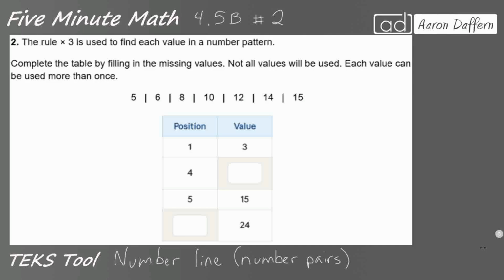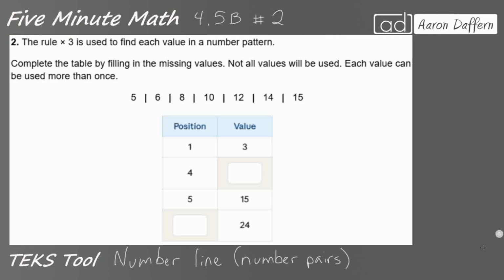Today we are looking at the TEKS tool number line. We are working with number pairs with a problem related to TEKS 4.5b, and we will solve it in 5 minutes or less. If you haven't done so already, please go ahead and take a moment to pause the video, work this problem out on your own, unpause it, and we will look at our answers together.